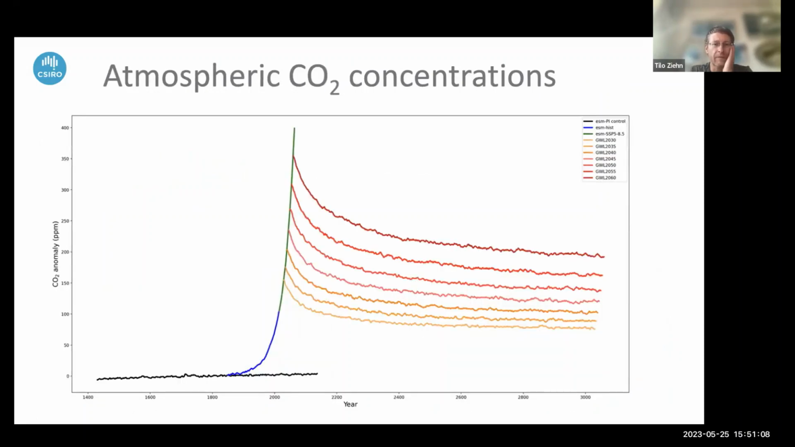So now moving from temperature to carbon, this slide shows the atmospheric CO2 concentrations as anomalies for all the runs that we have done. There is nothing really surprising here. You can see that once we switch to zero CO2 emissions, atmospheric CO2 concentrations start to decline due to the continued uptake of carbon by land and ocean. And it takes quite a long time for them to stabilize again.